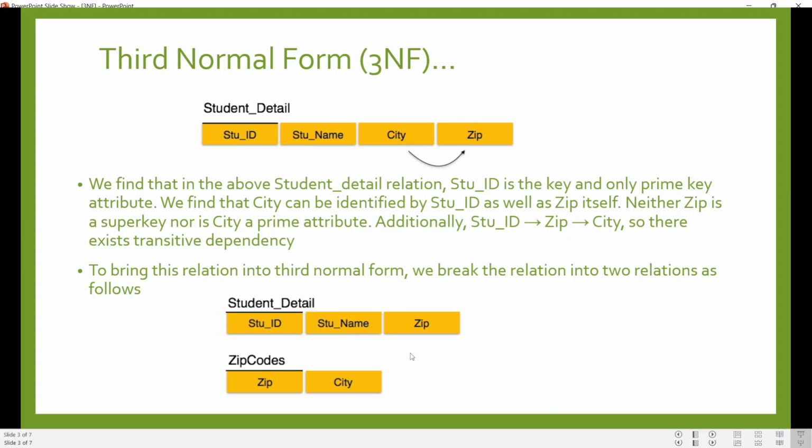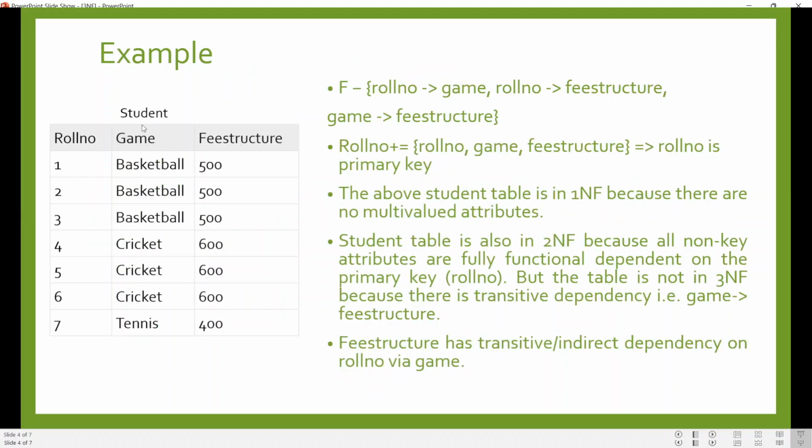Let us see an example, and we will see how we can decompose a relation into third normal form. In this example, the student relation is given. We have three attributes: roll number, game and fee structure. The functional dependencies are given like this. Game can be determined by roll number. Even fee structure can be determined by roll number. But the fee structure can also be determined by knowing the name of the game.